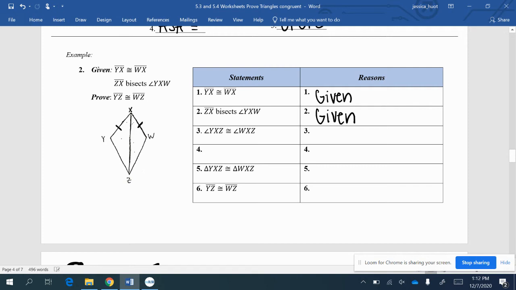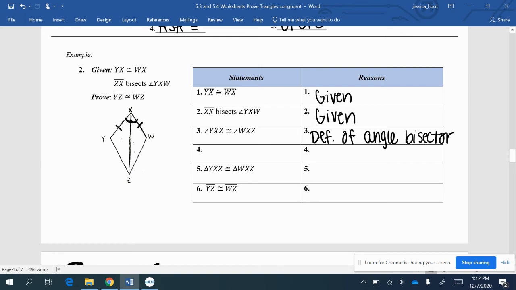So then this next line says that angle YZX, this angle, is congruent to WXZ, this angle right here. That is true because of the definition of angle bisector. We are using the fact that ZX bisects that whole angle and saying, okay, then the two smaller angles are congruent to each other.